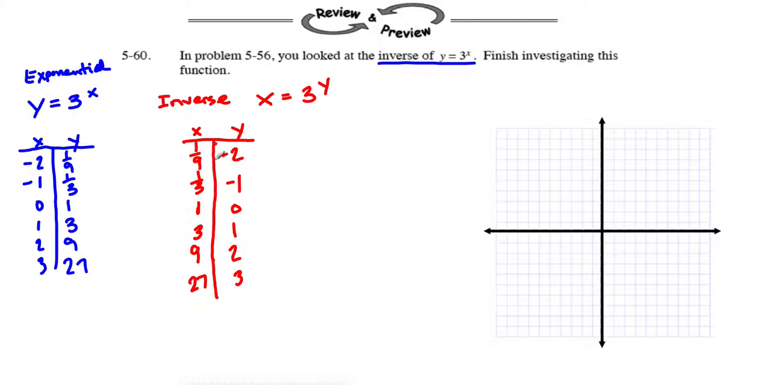So if we take these, let's plot these points on here. So when x is 1/9, y was -2. So when x is 1/9, it's really close to 0, and we're going down 2. When x is 1/3, y was -1. We've got 1, 0, 3, 1, 9, 2, and then obviously 27, 3 would be way down the line here.